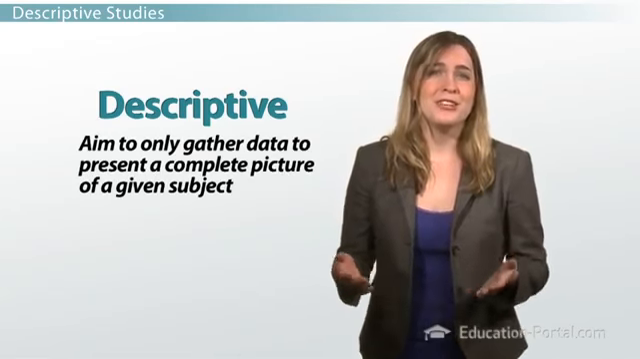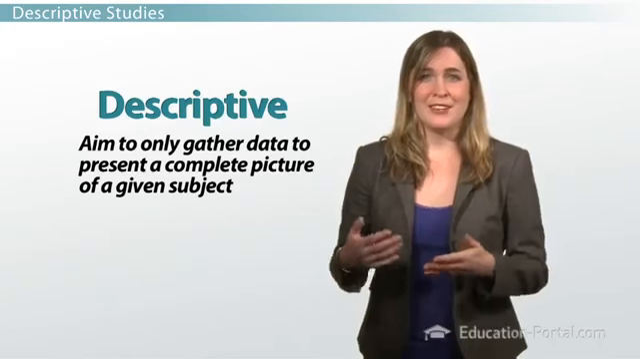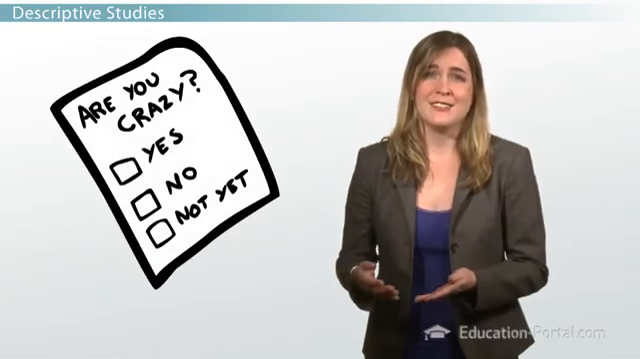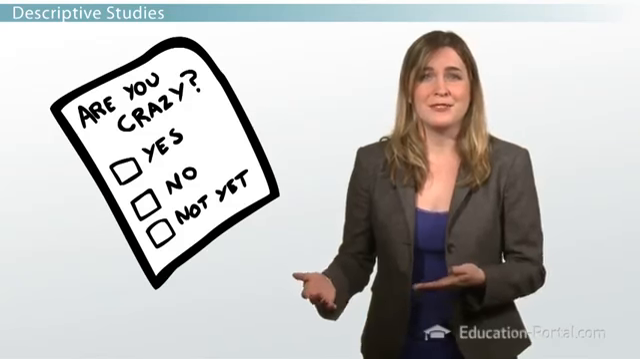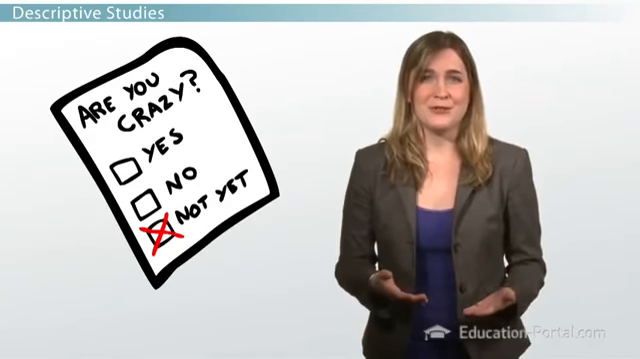Depending on the question and on the hypothesis, psychologists will choose one of three main types of research designs. A first type of research design is called descriptive. Descriptive studies aim only to gather data to present a complete picture of a given subject. Psychologists might use a survey to assess the state of mental health on college campuses. The results wouldn't tell them anything about the causes of mental illness in college students, but it would give a complete picture of the problem.